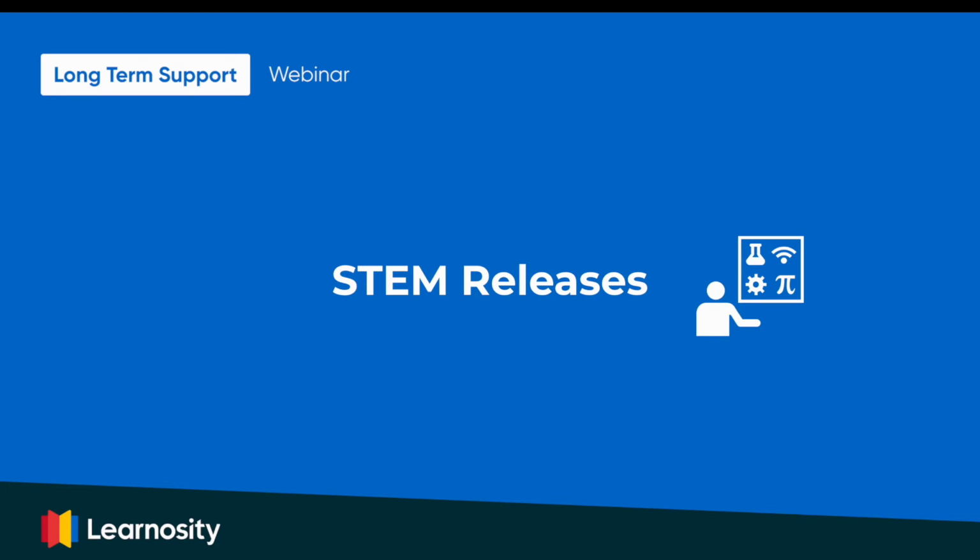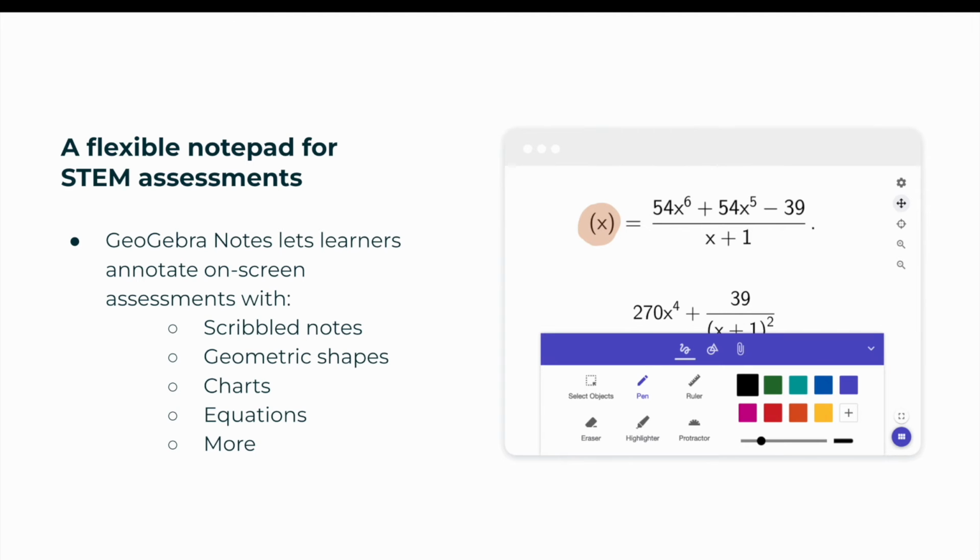Next up, let's take a look at our new updates in STEM. STEM learners require notepads with specialized capabilities. With GeoGebra Notes, learners can annotate on-screen assessments with the flexibility to add scribbled notes, geometric shapes, charts, mathematical equations, and much more. Let's take a look at this new feature.